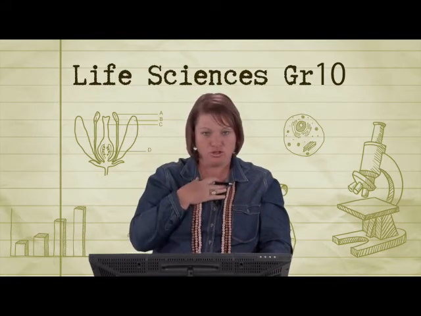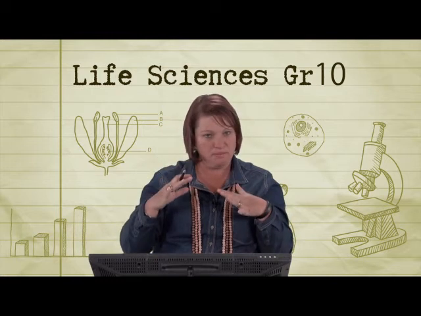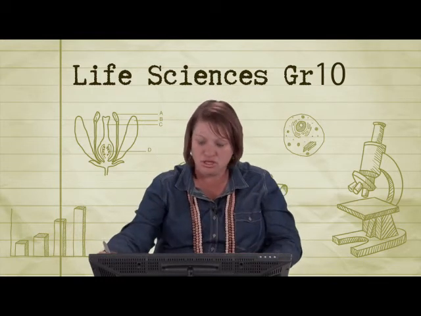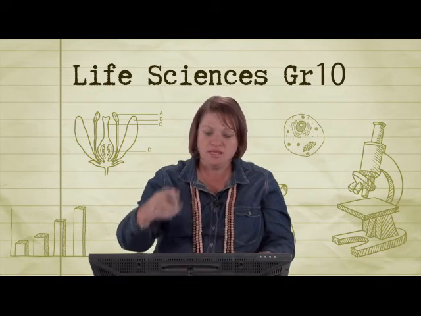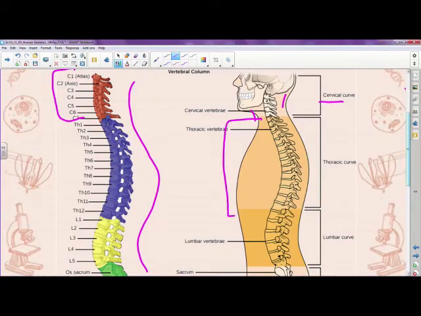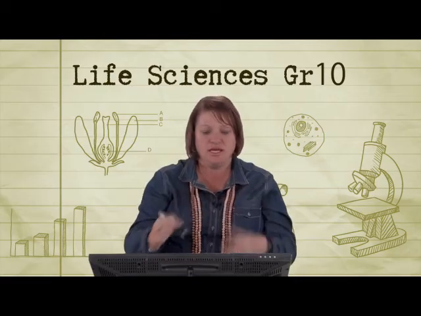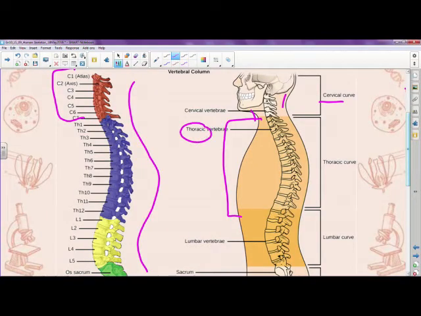Then the vertebra start to change shape because they now become part of a different region, and when they're part of a different region, they have a different function. In primary school, you learned about the head, the thorax, and the abdomen. Your chest is called your thorax. So the 12 vertebra that make up that region are called your thoracic vertebra.